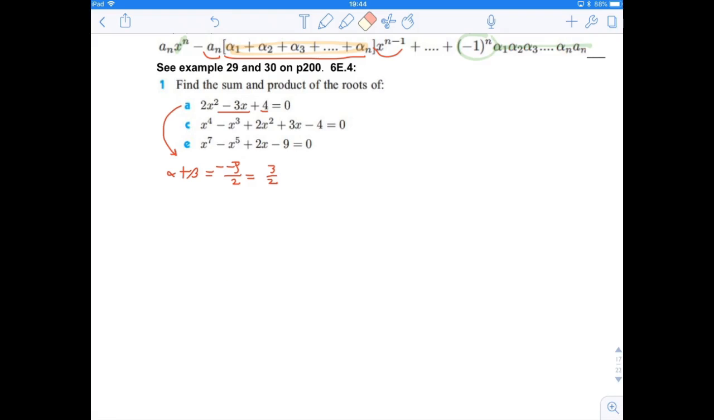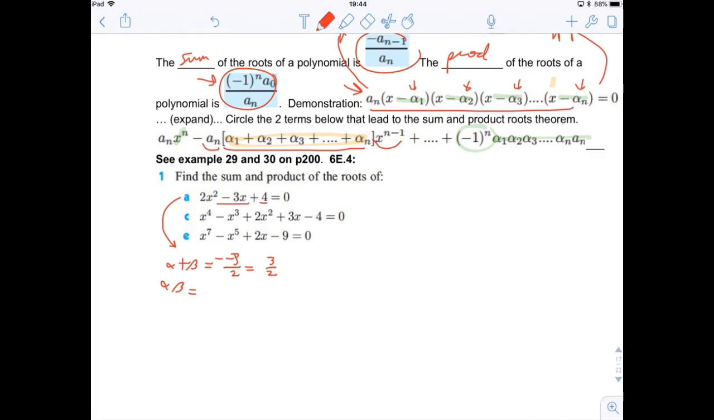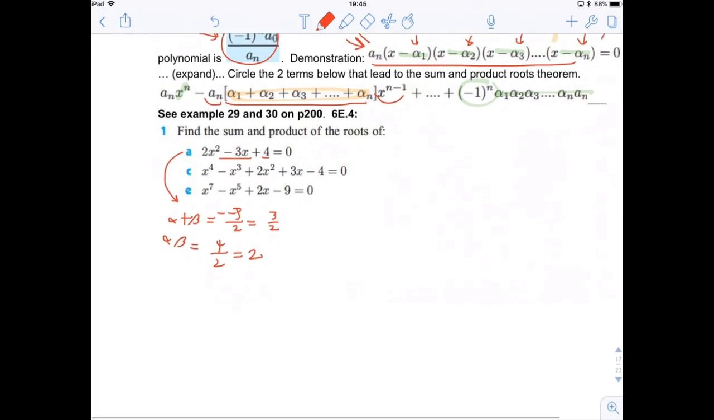Okay, let's look now at the product of the roots. So alpha times beta is going to be equal to this. So negative 1 squared, which is 1, times a subscript 0, which would be 4, divided by a subscript n, which would be 2, so it's equal to 2. Okay, so the sum of the roots is 3/2, and the product of the roots is 2.